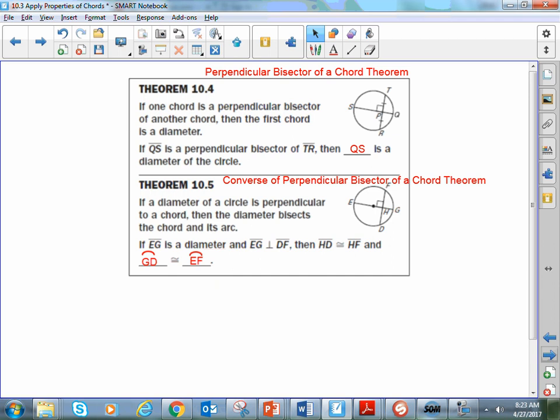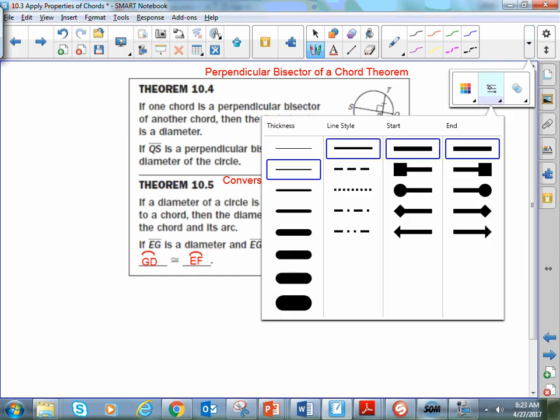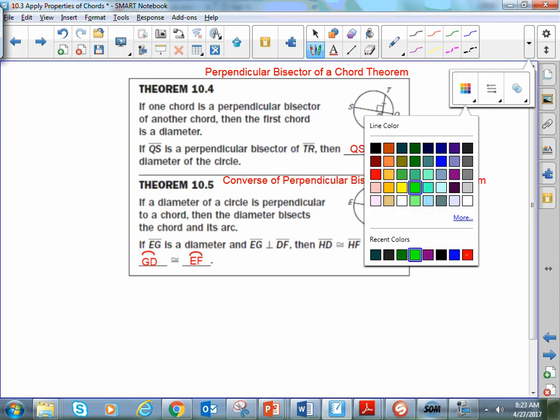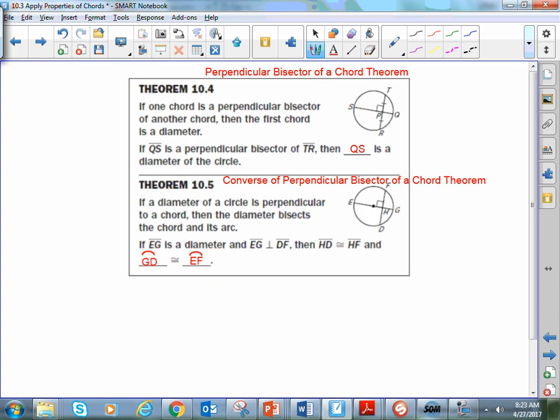The second part here is also letting you know that the arcs, this arc here and this arc, would be the same. We could also include that information here: because the segment from T to P is congruent to the segment from R to P, their respective arcs also have to be congruent to each other.